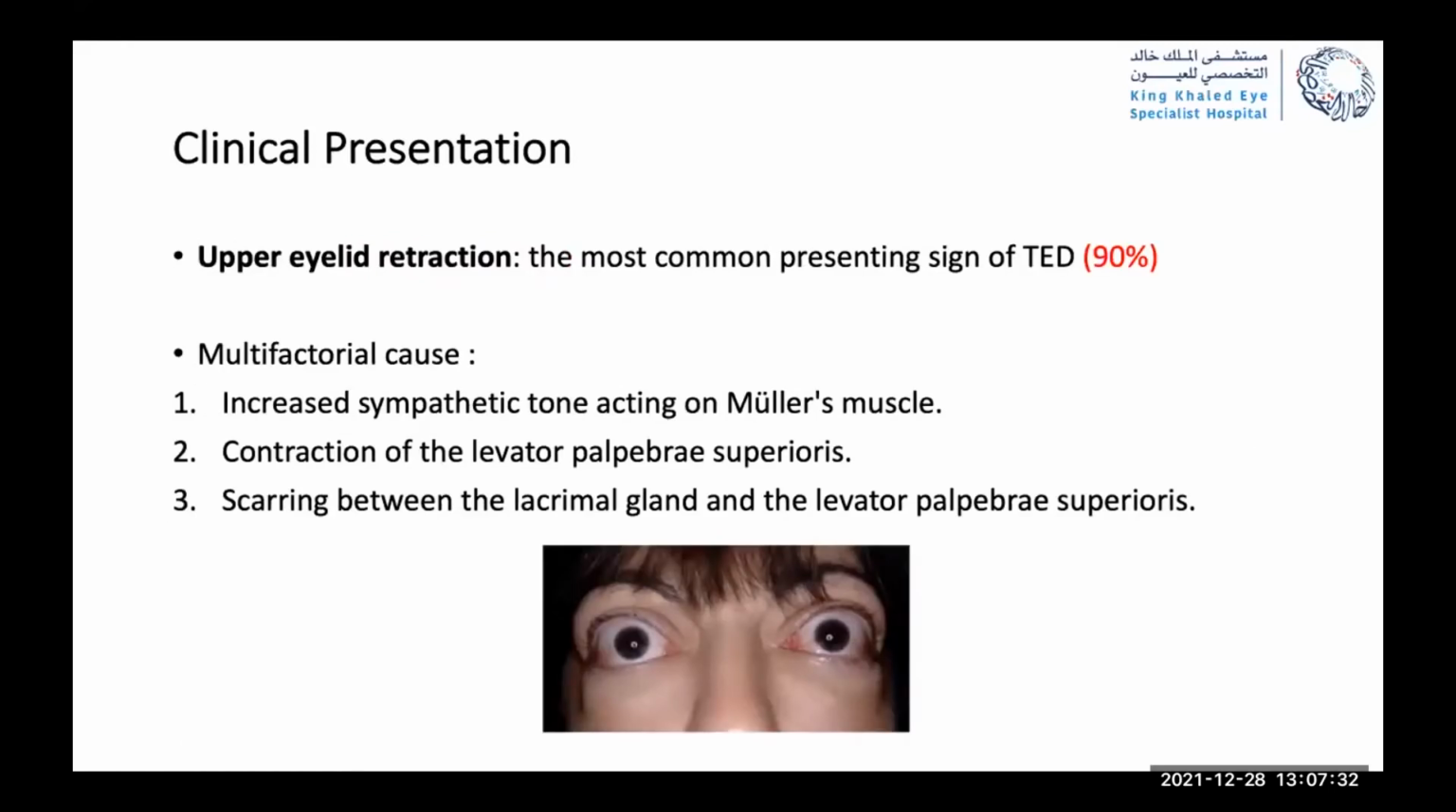Okay, the most common presenting sign of thyroid eye disease is upper lid retraction in 90% of patients. The pathophysiology or the cause of that is multifactorial. It can be due to increased sympathetic tone acting on Müller's muscle, or contraction of the levator palpebrae superioris, or scarring between the lacrimal gland and the levator palpebrae superioris.